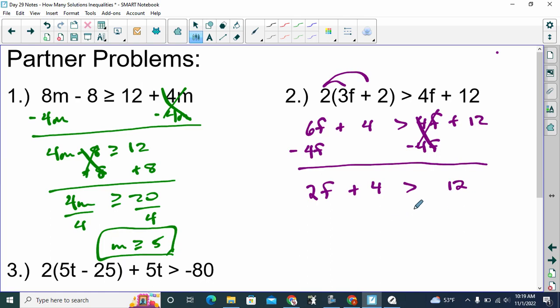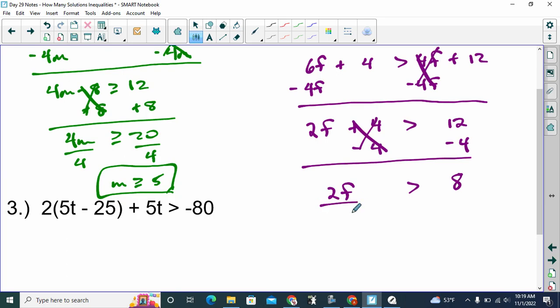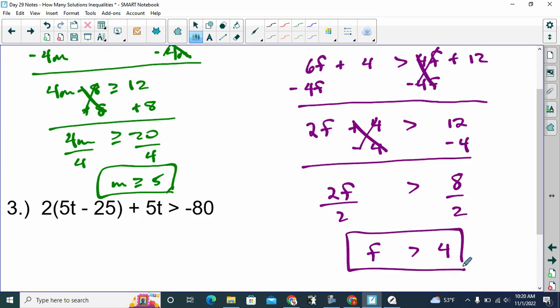We do not flip our inequality. Subtract 4 from both sides. I get 2f is greater than 12 minus 4. And divide both sides by 2. Again, nothing I did warrants flipping the inequality. We only do that if we multiply or divide both sides by a negative number.